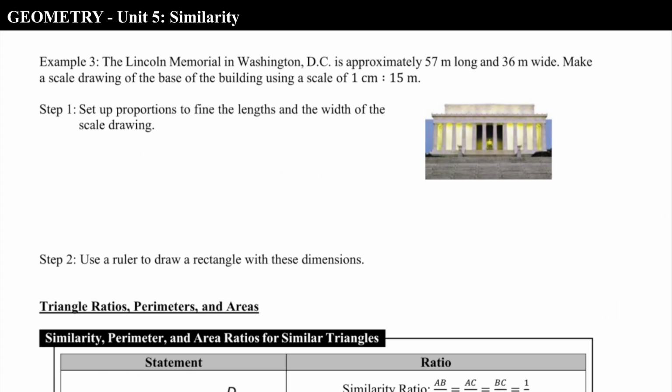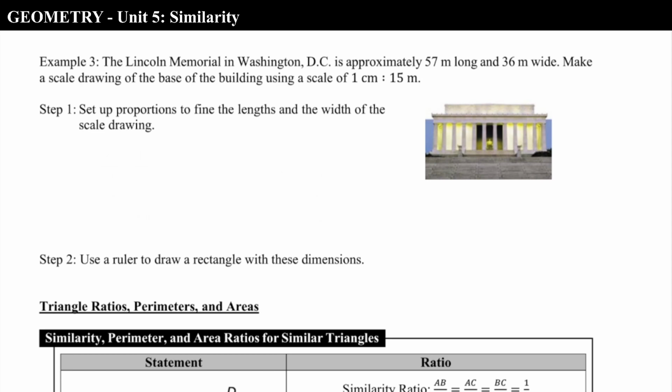So we did that with a scale map. What about making a scale model, very much like the boxcar that we had previously talked about? Well, the Lincoln Memorial in Washington, D.C. is approximately 57 meters long and 36 meters wide. We're going to make a scale drawing of the base of the building using the scale of 1 centimeter to 15 meters. So the first thing we need to do is set up the proportions of our length and our width.